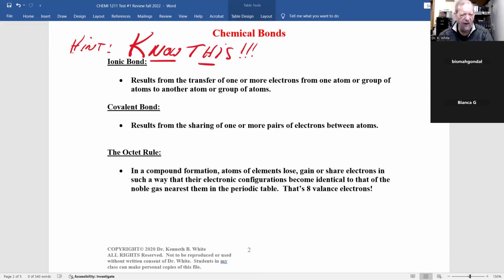So you should know an ionic bond results from the transfer of one or more electrons from one atom or group of atoms to another atom or group of atoms. That's an ionic bond. The other type of chemical bond is the covalent bond, which, hint, you should know the definition. This results from the sharing, and I somehow started years ago.